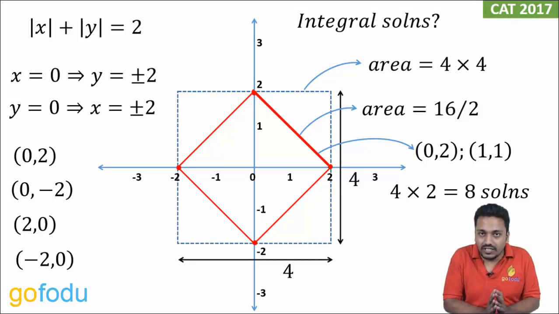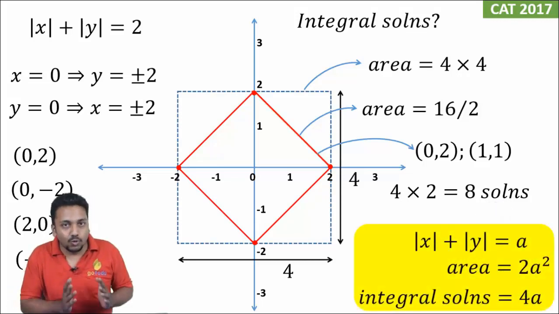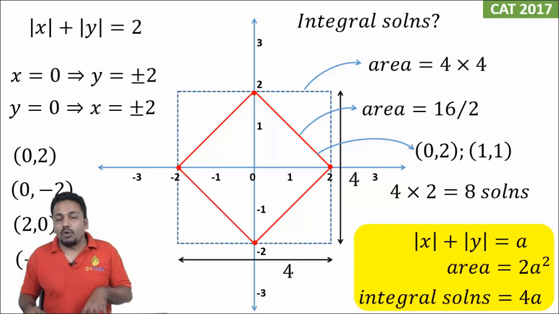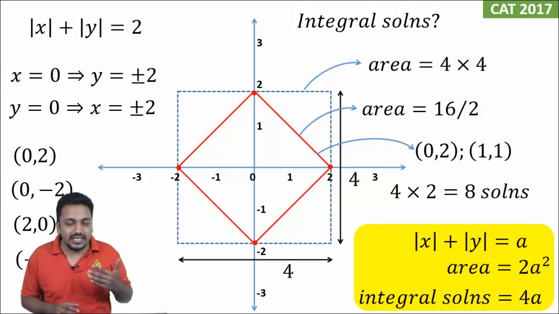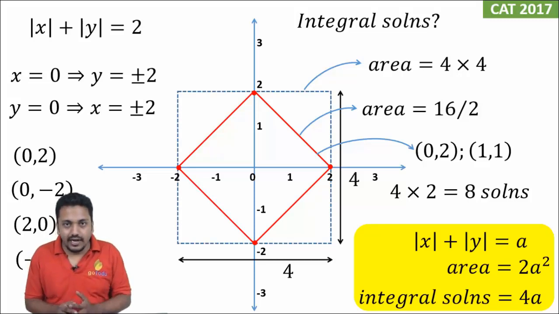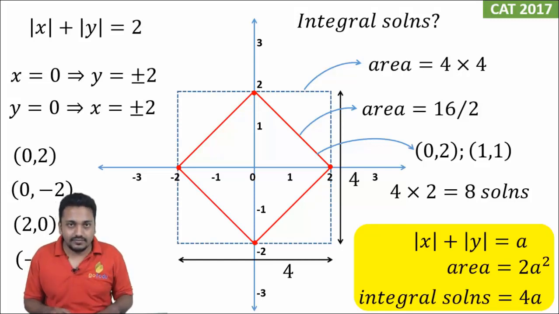So for questions of this format, these are the general deductions. You don't have to memorize them as they can be logically calculated within seconds. If the equation given is |x| + |y| = a, then the area enclosed inside the graph will be 2a², and the total integral solutions for the equation will be 4a.